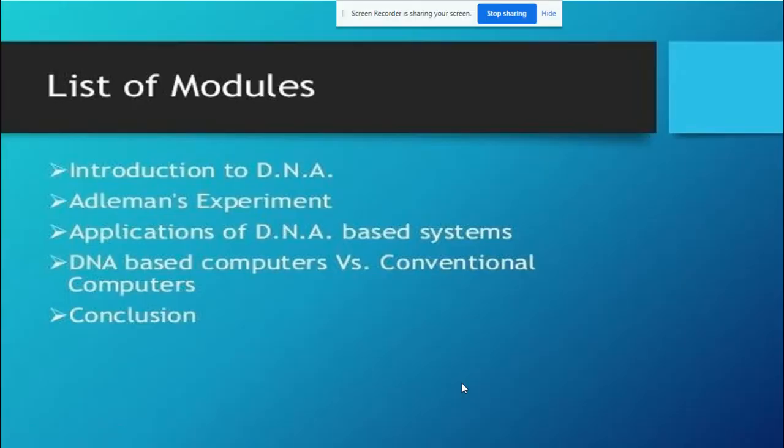Firstly, we would talk about the DNA. What are DNA? Here in the list of modules we'll be following the introduction to DNA, Adelman's experiment, application of DNA-based systems, DNA-based computers versus the conventional computers, and lastly we would be concluding with a proper conclusion.